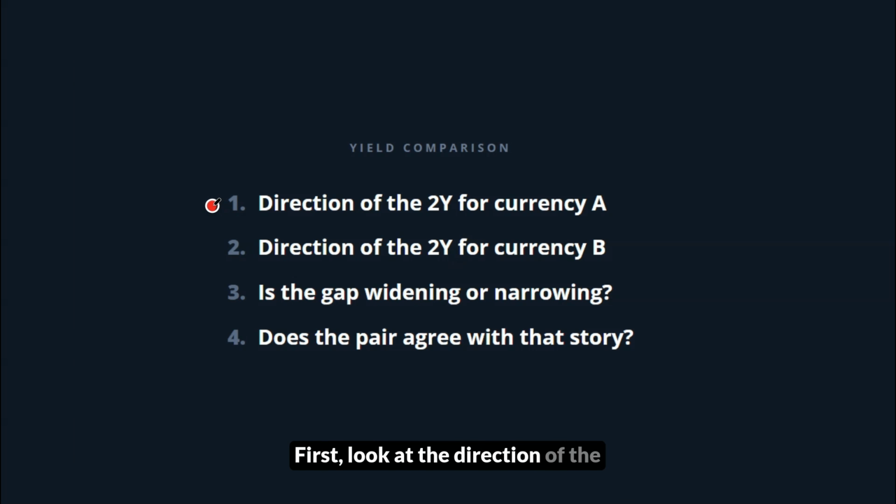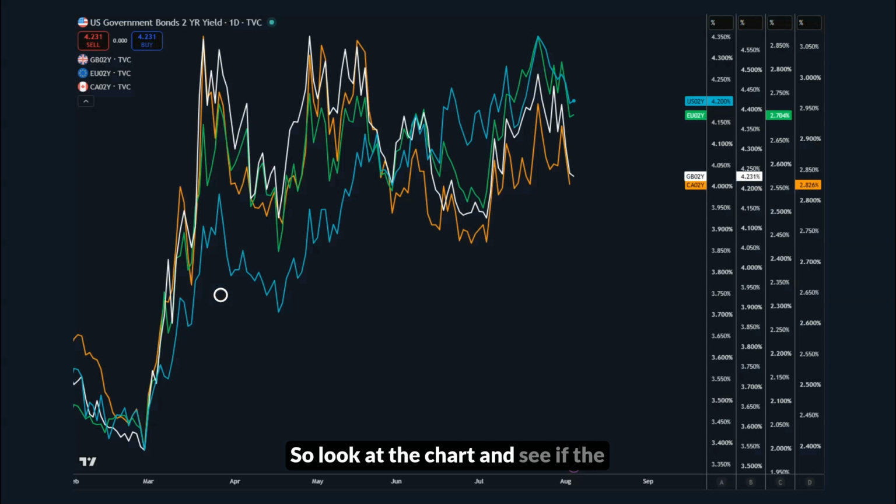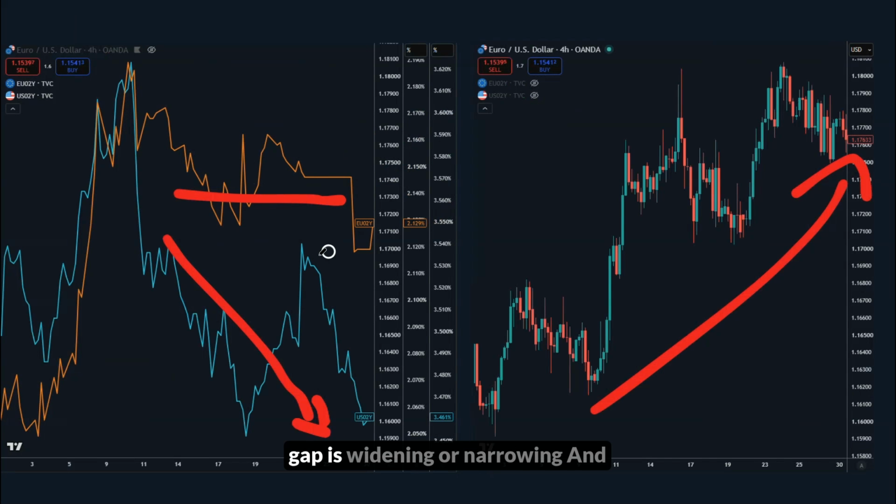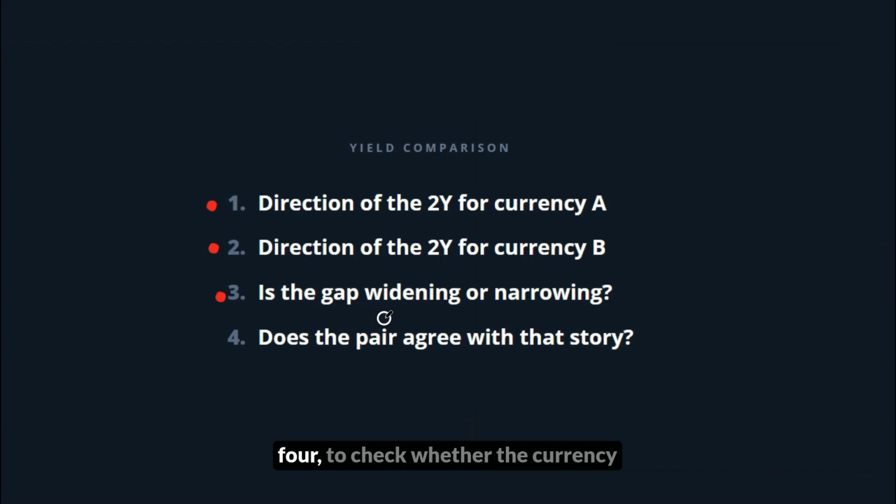First, look at the direction of the 2-year yield for currency A. Second, look at the direction of the same yield for currency B. Then ask whether the gap between them is widening or narrowing. So look at the chart and see if the gap is widening or narrowing. And fourth, check whether the currency pair agrees with that story or not. Okay, so if the currency pair is moving accordingly, if technical setups agree, if the trends agree, and so on and so forth, then you have a trade.